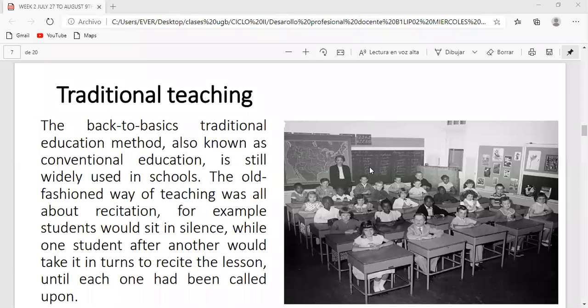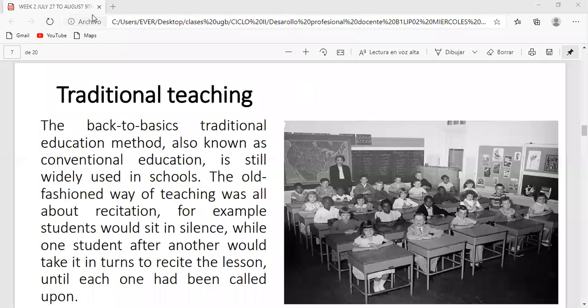Traditional teaching, the back to basic traditional education method, also known as conventional education, is still widely used in school. The old-fashioned way of teaching was all about recitation. For example, students will sit in silence while one student after another will take turns to recite the lesson until each one had been called upon.